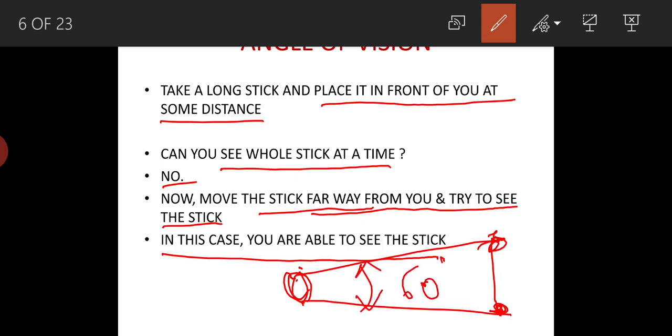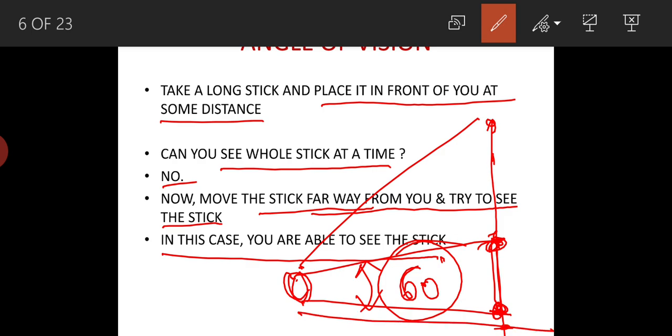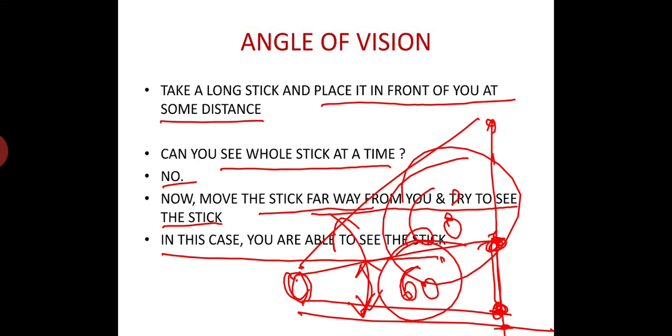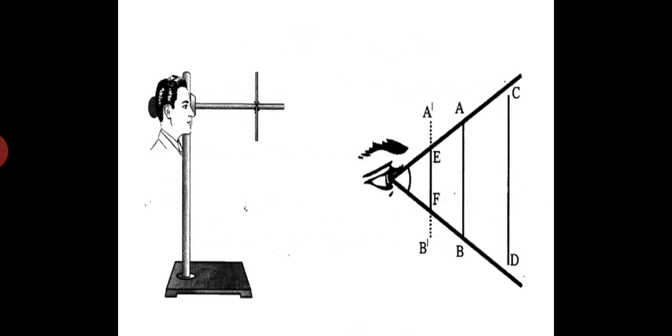When these light rays make an angle less than 60 degrees, then you can see the whole object, whereas when these light rays coming from the top and bottom ends make more than 60 degrees, then you cannot see the whole object. That is why this 60 degrees is called the angle of vision.